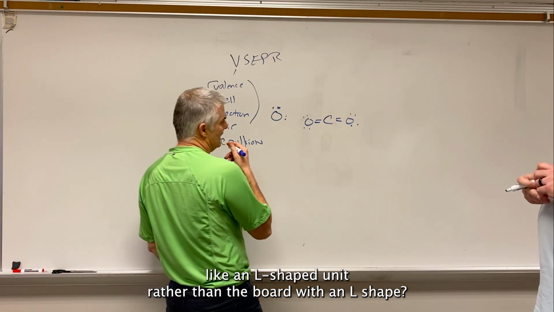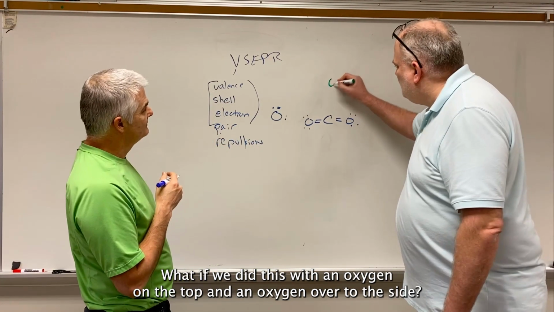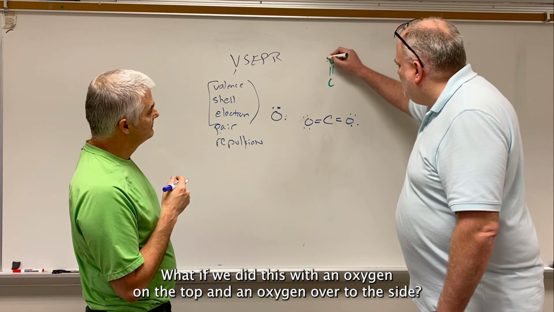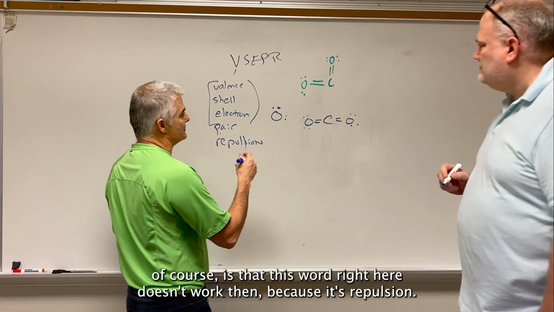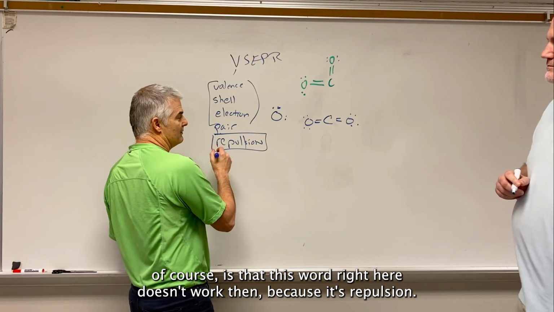You want to draw that on the board as an L shape? I don't know what you're saying. Okay, so what if we did this with an oxygen on the top and an oxygen over to the side? Oh, I see. I know what you're getting at. The problem is that this word right here doesn't work then, because it's repulsion.